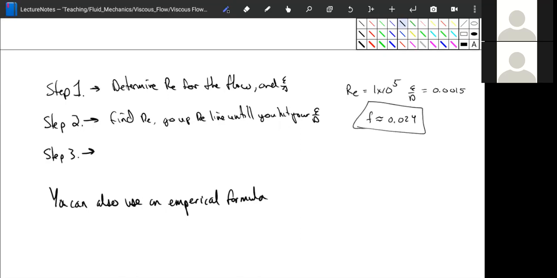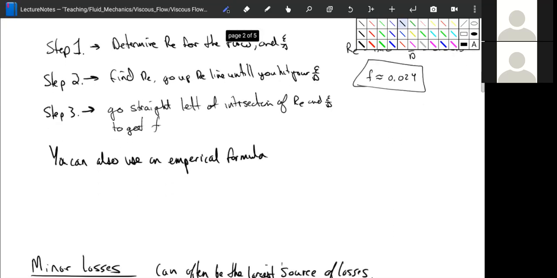Cool. And we're going to practice this all the time. Oh, by the way, step 3 is go straight left at the intersection of Reynolds number and E over D to get your friction factor.